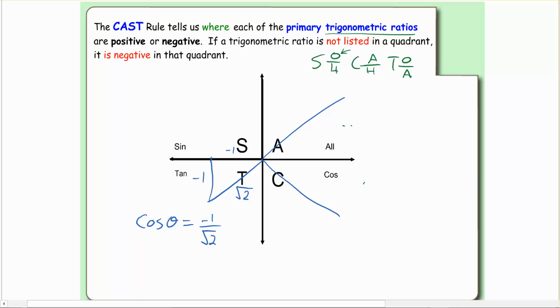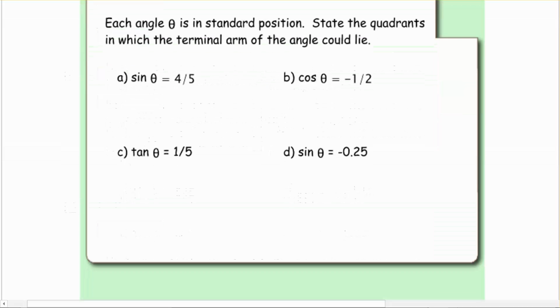So that's pretty much it. It'll definitely help if we go through some more examples. So I'll go down. All right.